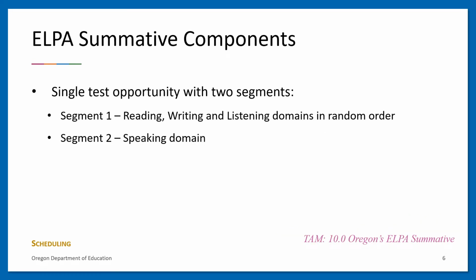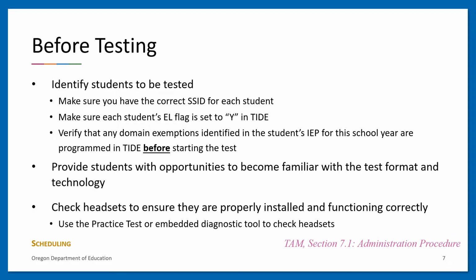ELPA Summative is administered in 2 segments. The first segment assesses 3 domains: reading, writing, and listening. The second segment assesses the speaking domain. Prior to testing, please review the settings for the students to ensure that students who were exited from the EL program during the last school year have an EL code of N, because they should not participate in the ELPA Summative during this school year, and all in-program ELs have the flag set to Y.